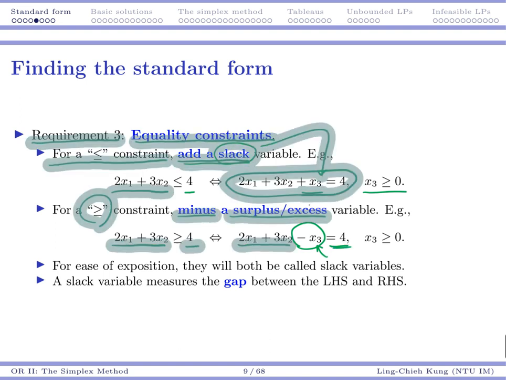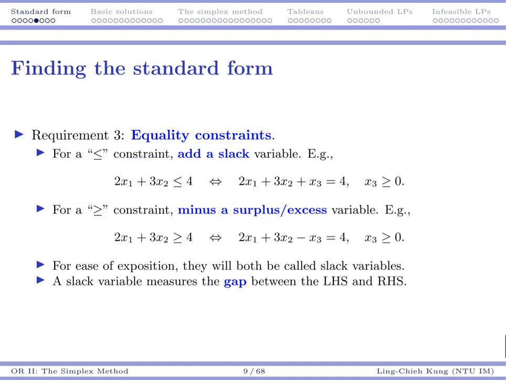In all cases, you may see that either your slack variable or your surplus variable has a physical meaning. Whether x3 is a slack or a surplus, it represents the value of the gap between the two sides. For ease of exposition, in this course, we will always call all of them slack variables. It's just filling the gap between the two sides. We don't specifically use surplus or excess; those are just notions that some other people may use. We always use slack variables, either this one or that one. It measures the gap between the left-hand side and the right-hand side, and you will see it very often.